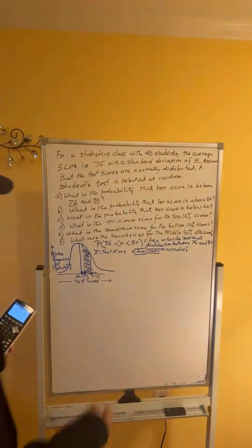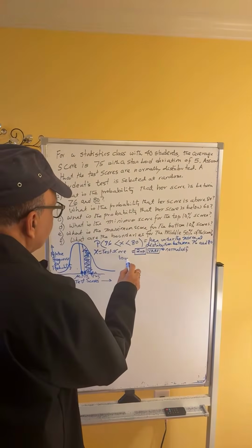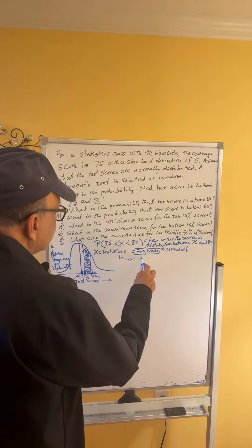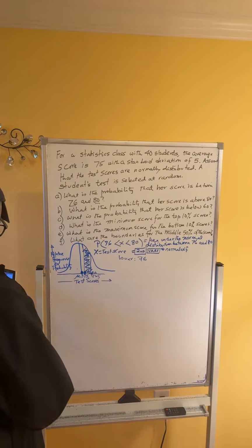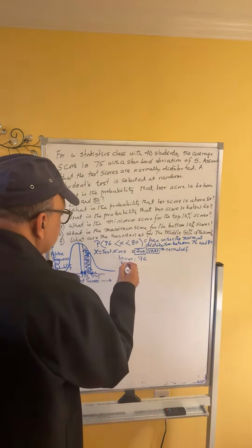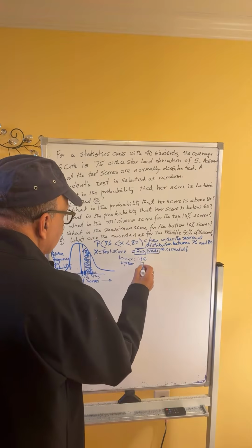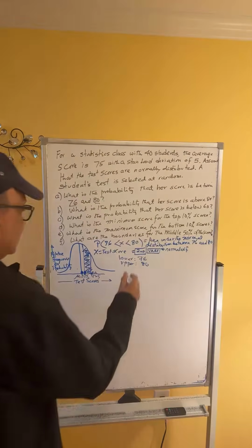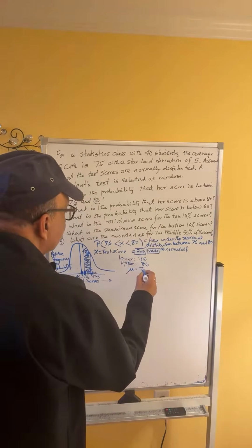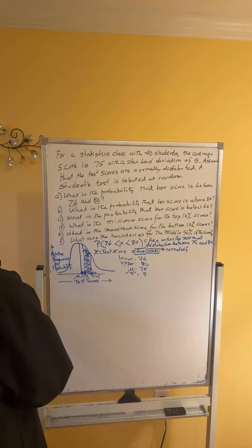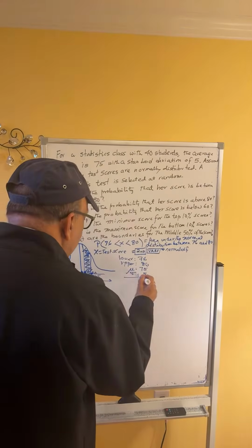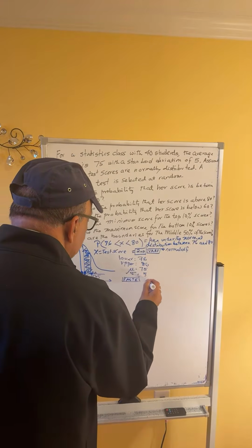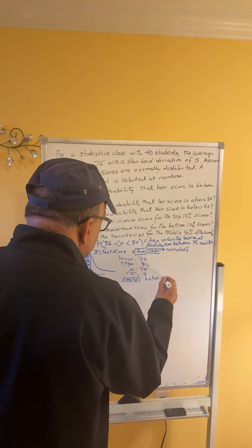The first thing the calculator will ask me is lower. This is the lower boundary. I am starting my calculation from 76, so I type in 76. Upper, I type in 80. This is lower, this is upper. Then it's asking for the mean. The mean is 75. Then you go down to Paste and hit enter twice. Whenever you are on Paste, you have to hit enter twice.